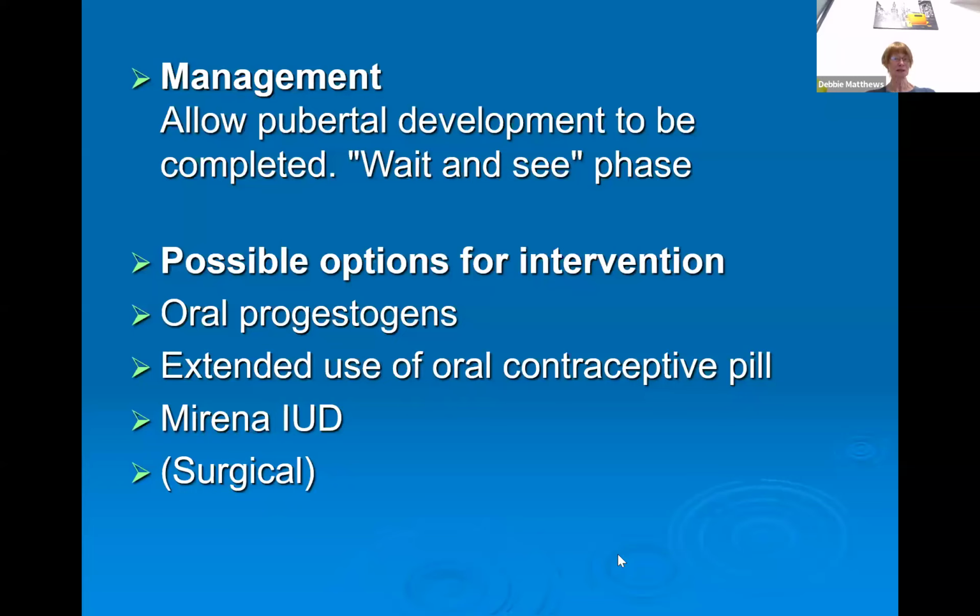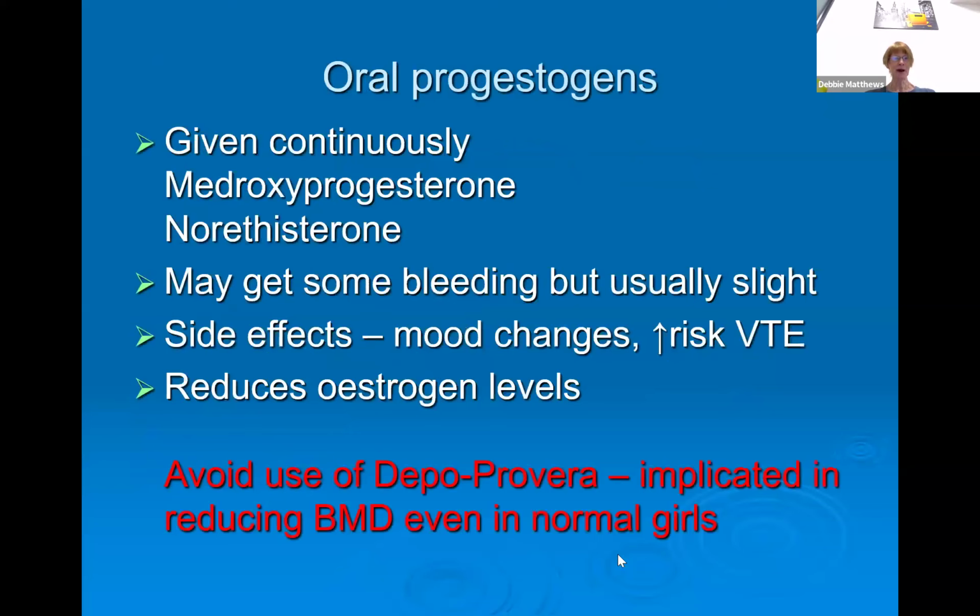We have oral progestogens, the extended use of the oral contraceptive pill, the progestogen releasing intrauterine device, and I put surgical options in brackets. Just a little bit about those. If we're using oral progestogens, these are given continuously. They suppress the development of the endometrium, the endometrial lining. Possible agents are medroxyprogesterone or norethisterone. These girls may get some bleeding, but it's usually slight.